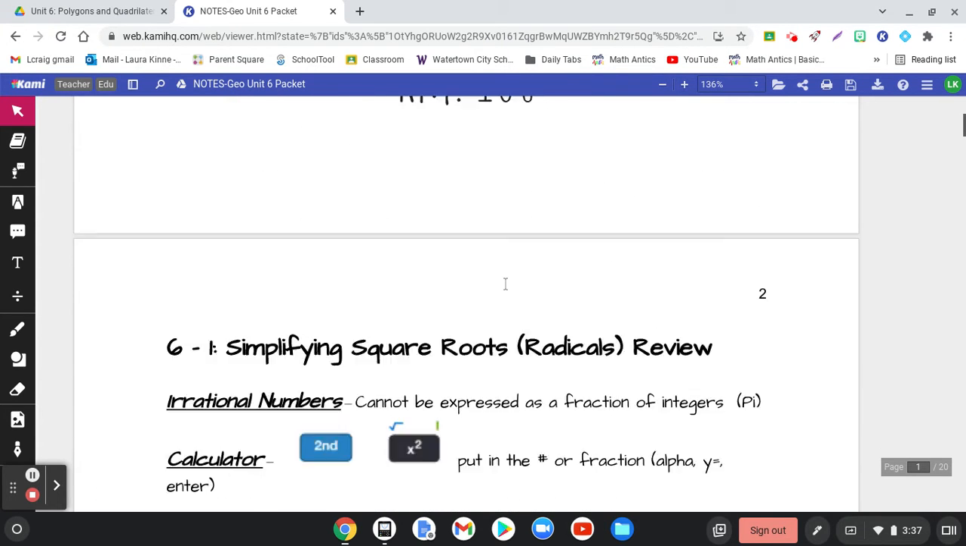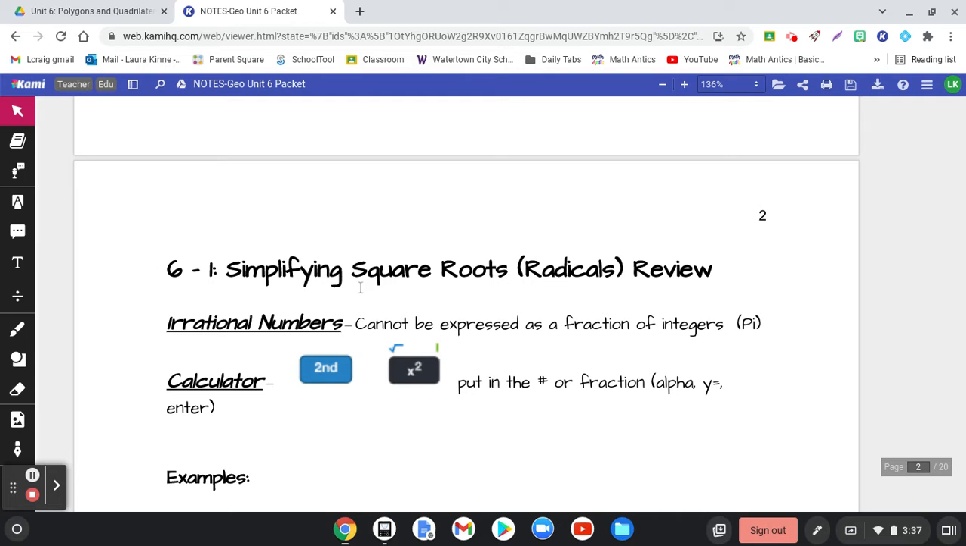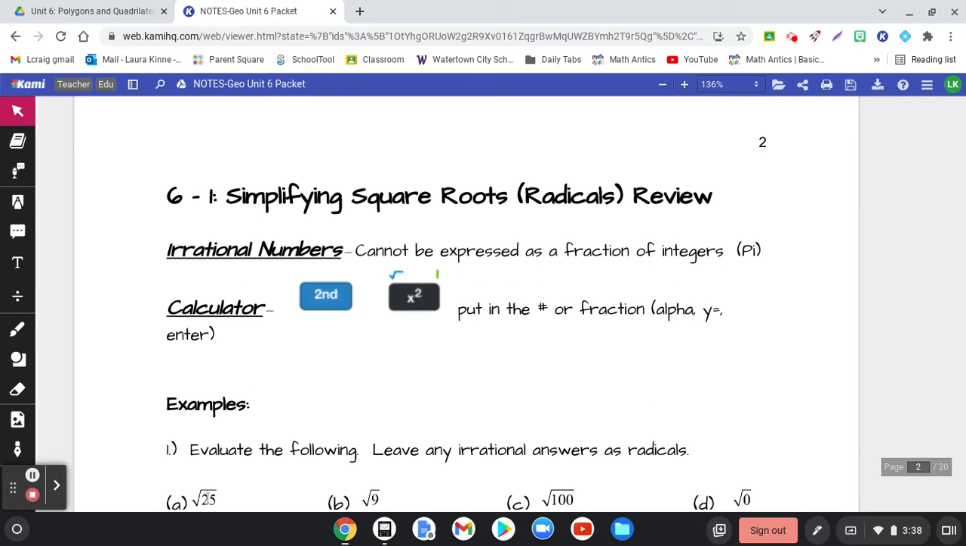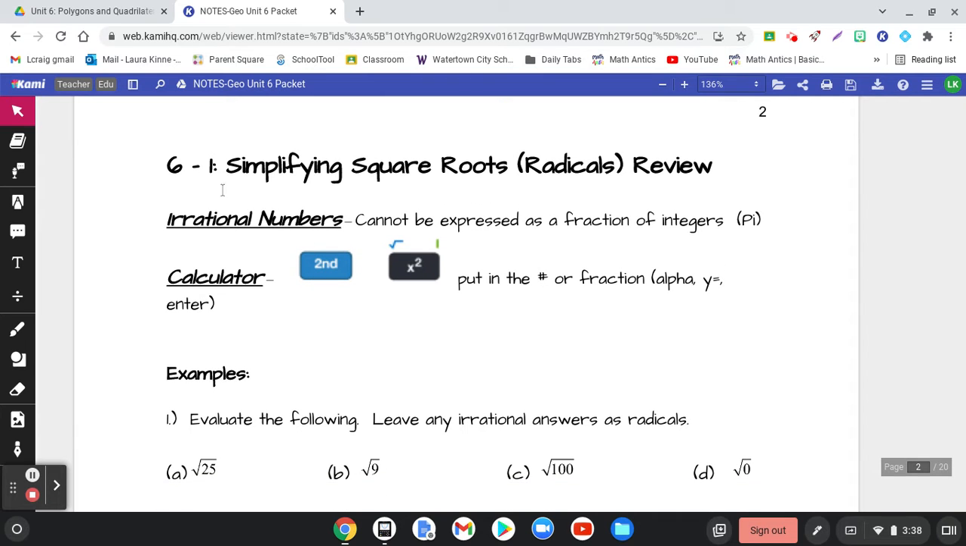But before we get into those, the first lesson is actually a review from algebra with simplifying radicals. You may have seen in the previous chapters, it'll say, leave in simplest radical form, and I told you we would get to that. Well, here we are. So first of all, you need to know a couple of terms.